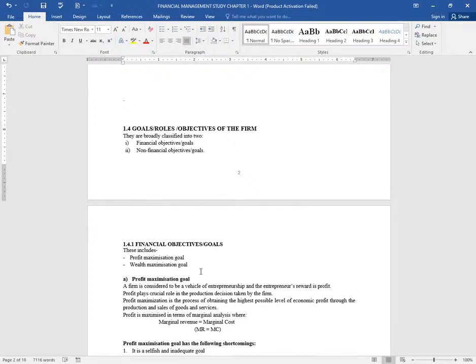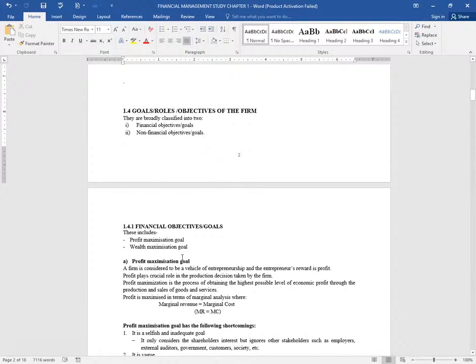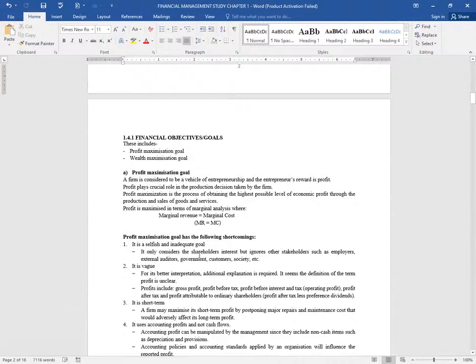Financial management will always, ladies and gentlemen, drum support for wealth maximization. The highest goal for us here will be wealth maximization. However, it will be very important for us to know profit maximization. Remember how we get our profits: revenues minus cost. But remember, ladies and gentlemen, for us to maximize the profit of our organization, we only maximize profit of our firm at the point where marginal revenue equals marginal cost. Why don't we like this profit maximization goal?